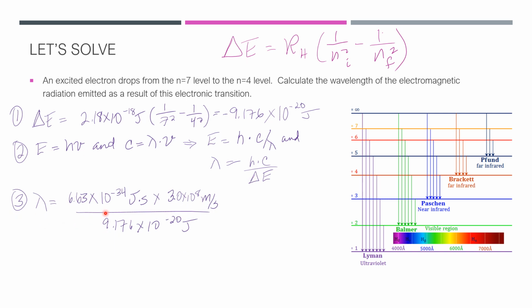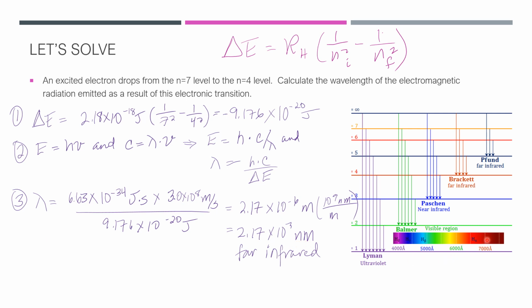When we plug the numbers in for this, notice a few things. Joules cancel and seconds cancel. This means we will have an answer in meters. And that answer is 2.17 times 10 to the negative 6 meters. Now, typically, we don't want to be in meters. We want to be in nanometers. So we're going to perform the unit conversion, and we're going to find that our answer of the wavelength for this particular electronic transition, 7 to 4, is 2.17 times 10 to the third nanometers.